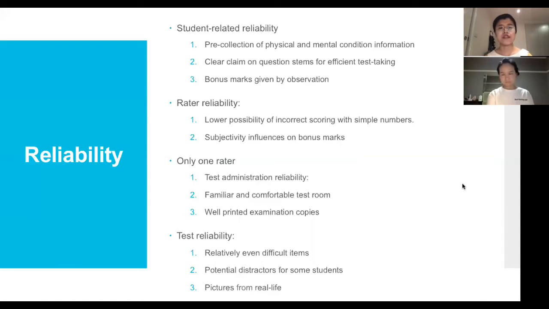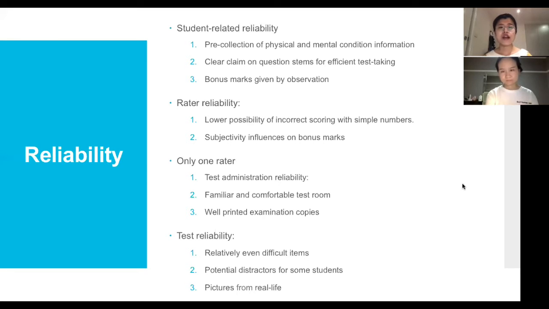The last point, test reliability. Relatively even difficult items. On the one hand, all the words we choose are closely related to daily life. All these are common words. They are generally evenly difficult items. On the other hand, there are differences in the difficulty of remembering these words. For example, the shortest one, bus, and the longest one, motor bicycle.